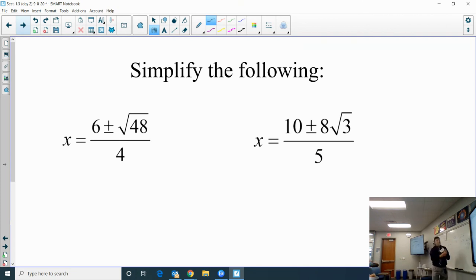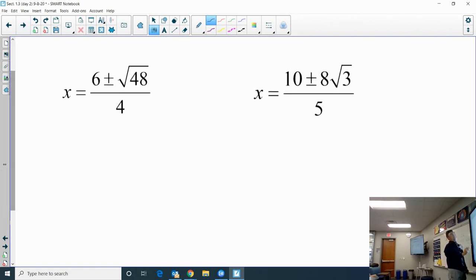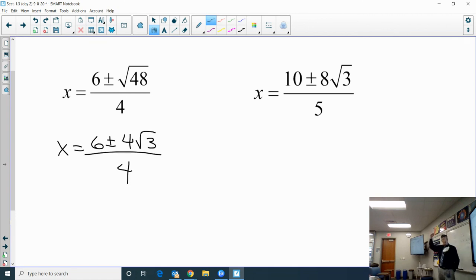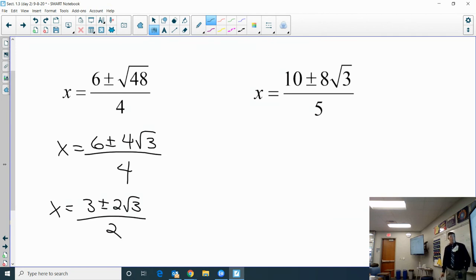Okay. So now, I got x equals 6 plus or minus 4 square root of 3 over 4. All right, see if they all have something in common. They all have a 2 in common. So then you make this x equals 3 plus or minus 2 square root of 3 over 2. All right, for that one. And in this case, typically they're not broken up like you talked about. Just leave it like that.